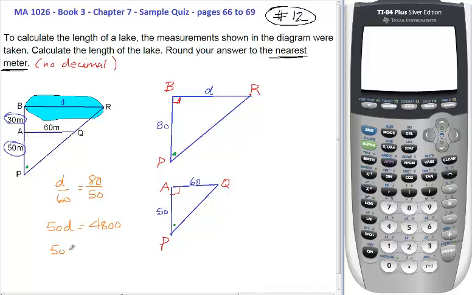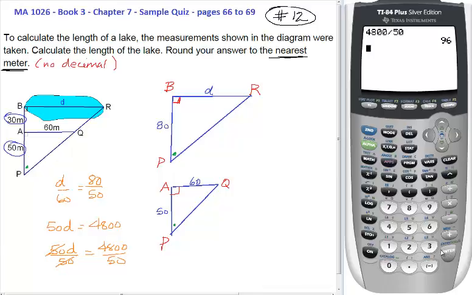Of course, then we isolate the D, or solve for D, by dividing each side by the coefficient of D, which is 50. And let's go over to our calculator now. 4,800 divided by 50 gives us a total of 96. And we don't have to worry about decimals because it came out to a whole number, 96 meters.